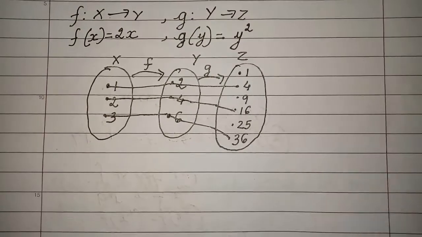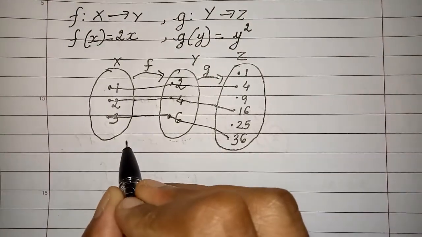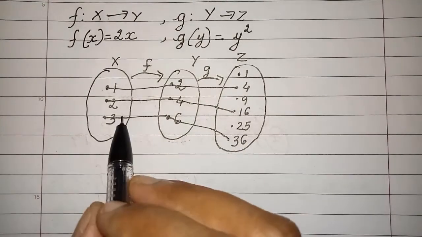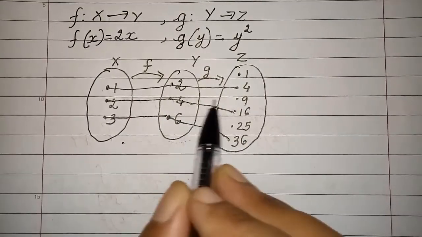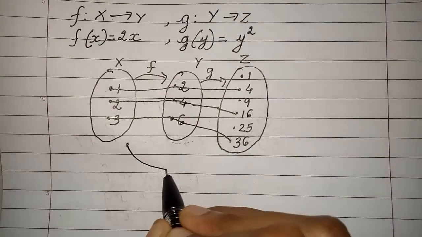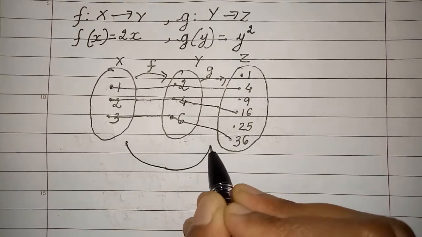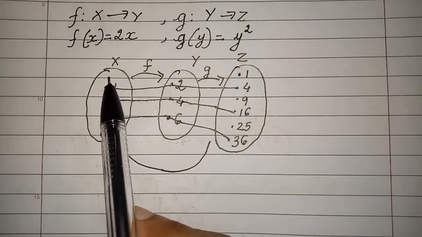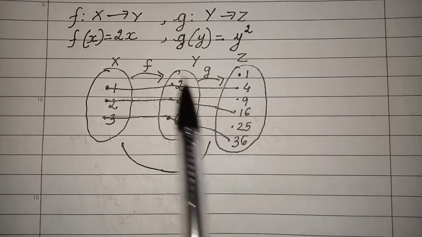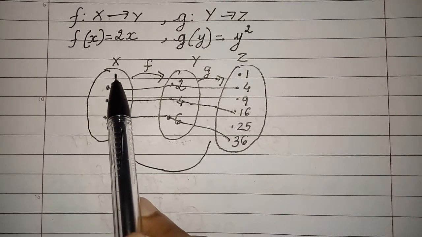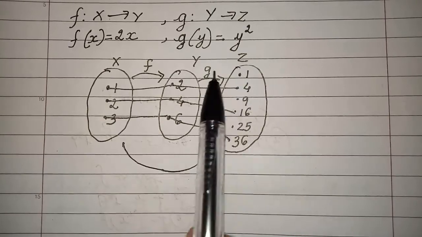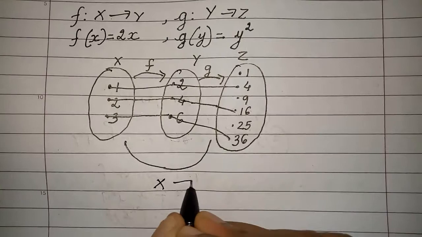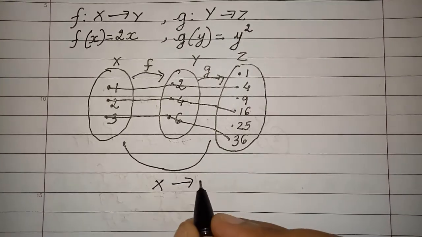So what happens is, children, instead of going from x to y and then from y to z, I can directly try to create a function from x to z. If I find some relation between these terms, I can define a function from x to z. Now how do I define a function from x to z? That is clear, it is going from x to z.